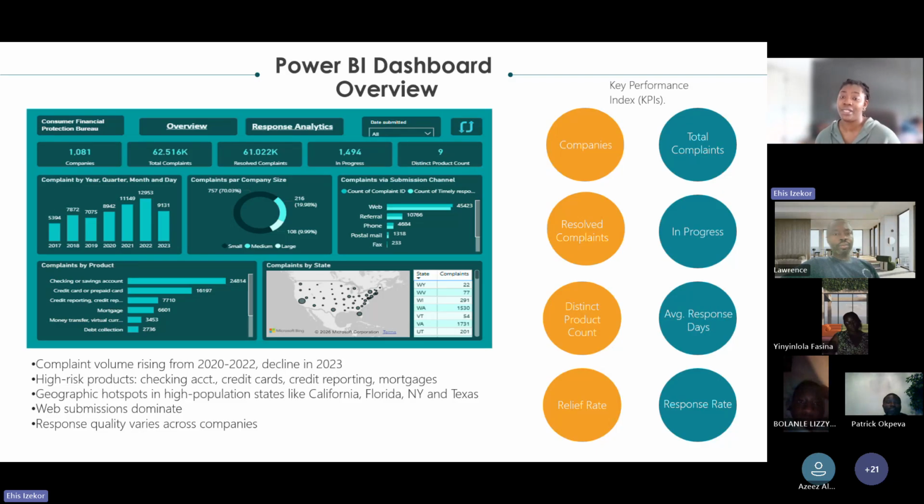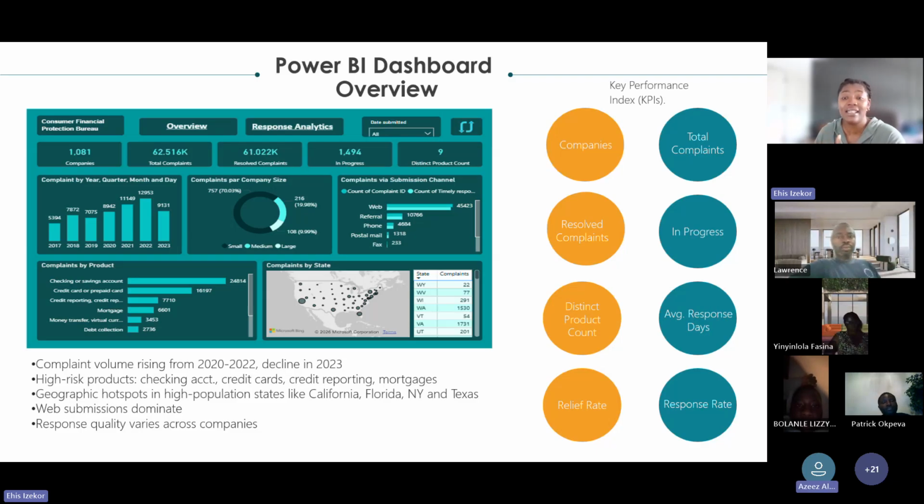This first page gives a regulator or executive instant visibility into the volume, geography, products, and so on. Before I do that, let me just give a quick analysis. This is a quick overview. This is what the overview is about. This data was gotten from the CFPB, Consumer Financial Protection Bureau, and it's just data on consumer complaints over time.